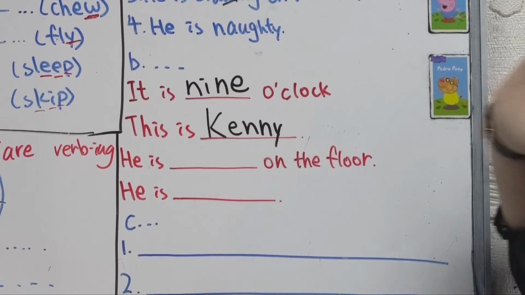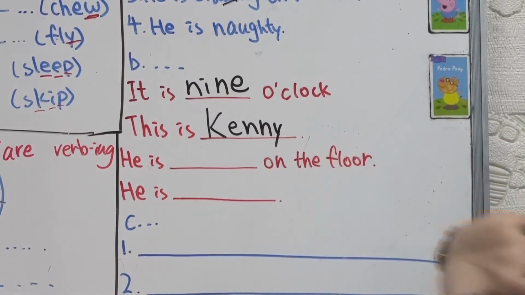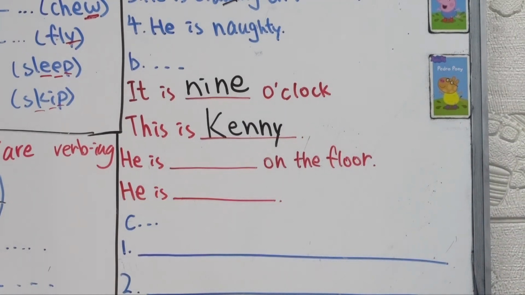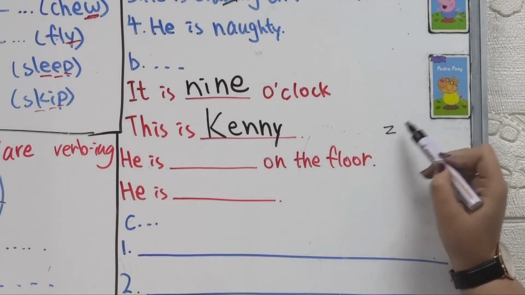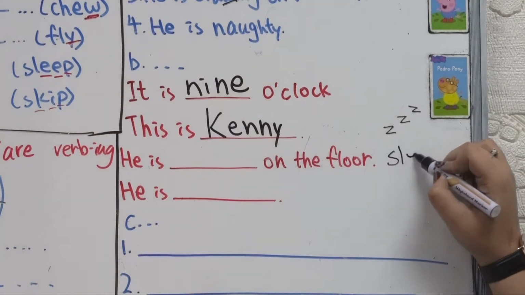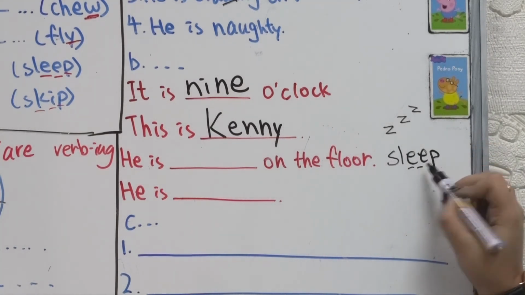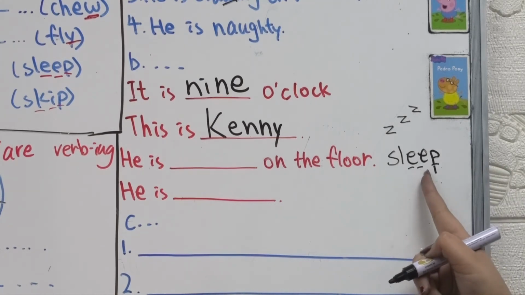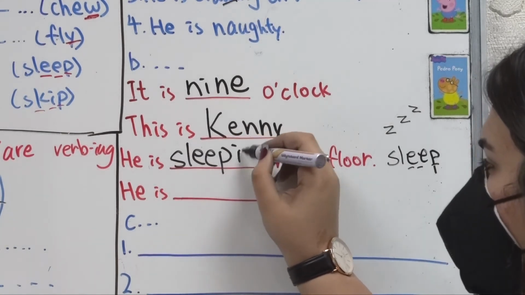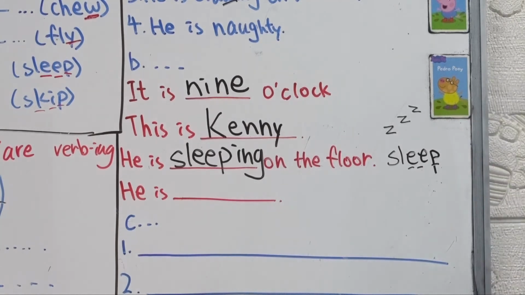Next one. You have to talk about the action that the person is doing. He is what on the floor? So he has his mouth open and he goes like, what is he doing? Sleeping. Very good. Sleeping on the floor. How do we spell sleeping? So the verb here is sleep, right? Ends with a vowel consonant. So adding ing will be enough for us. Okay.